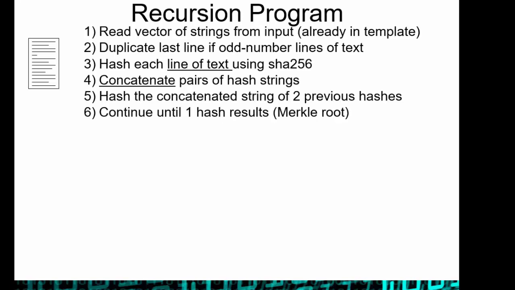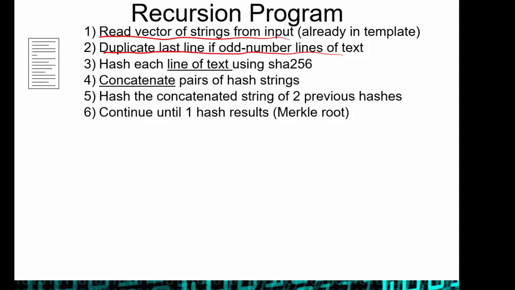Now we've gotten to the program that you're going to write. You're going to write a recursive program that creates a Merkle tree. And so here's what your program is going to do. It's going to read a vector of strings from input, and this is actually in the template file. So there's going to be a whole list of input strings that represent what transactions would be. Your program is going to duplicate the last line if there's an odd number of lines of text. So you have to determine whether that is.